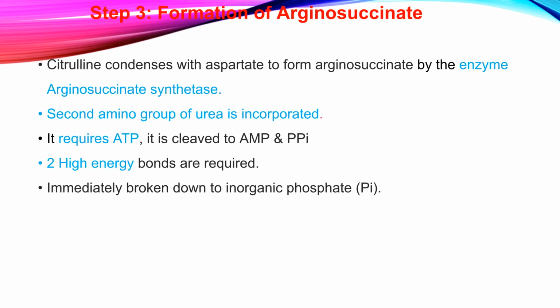Step 3 is the formation of arginosuccinate. Citrulline condenses with aspartate, incorporating the 2nd amino group of urea. This reaction, catalyzed by arginosuccinate synthetase, requires ATP, which is cleaved to AMP and PPi.